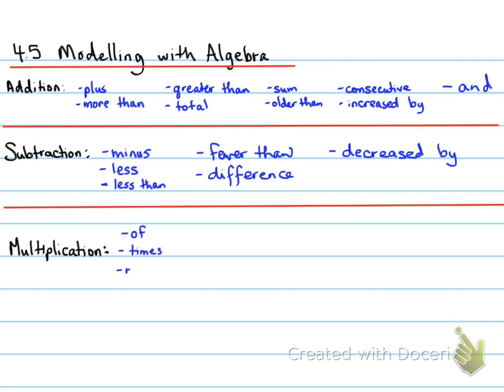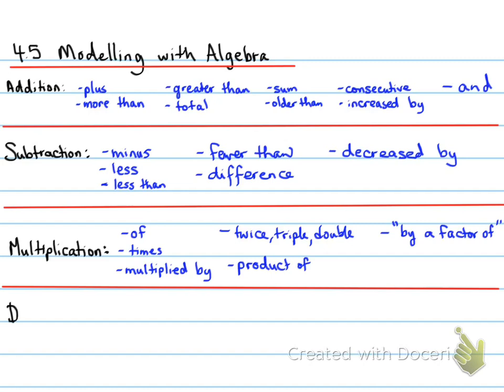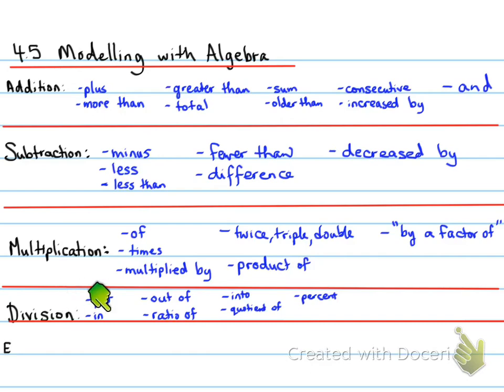Multiplication. Multiplication of, times, multiplied by, twice, triple, double, product of, by a factor of. All of these imply there's some sort of multiplication. This particular statement you'll see in later grades will use this to describe transformations that happen. But these ones here are also quite important when we're looking at word problems that involve multiplication. Division. We'll have per, in, out of, ratio of, into, quotient of, percent. Now, some of these you may already know. For example, percent: per means out of or divided by, and cent in French is 100. So percent is always, let's say you're given 50%, means 50 out of 100. And all of these also refer to division.